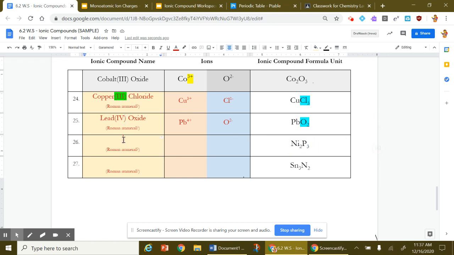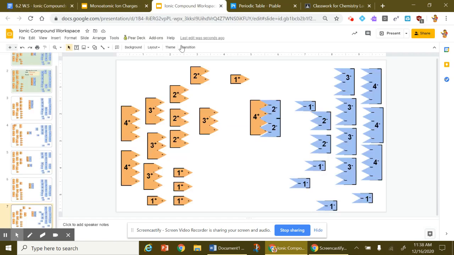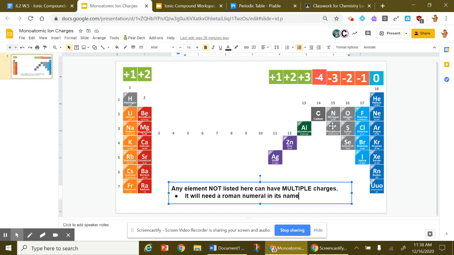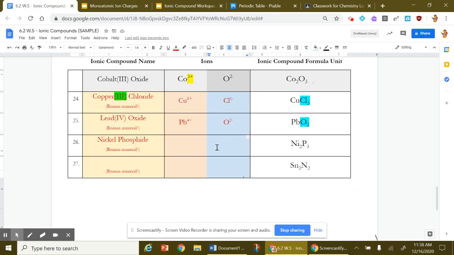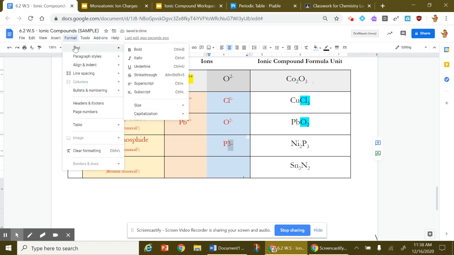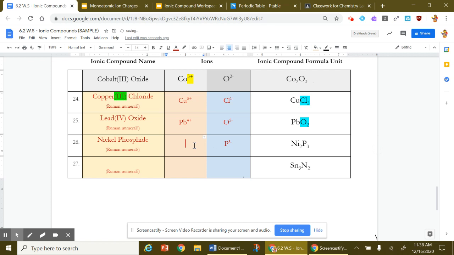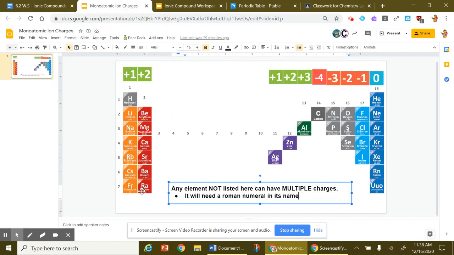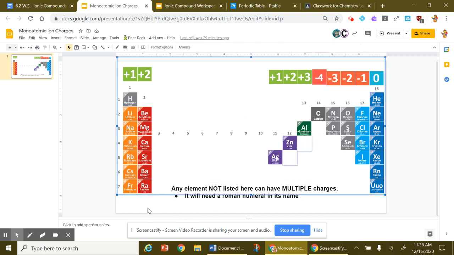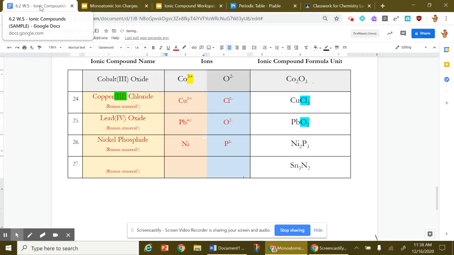Ni2P3. Ni I know is nickel. P is phosphide. Okay, cool. I know that phosphide, let me check here, phosphorus, is 3 minus. So P 3 minus, that is the phosphorus. Nickel, Ni, with what positive charge? Let's take a look. Nickel, Ni. Uh-oh, nickel is not here, guys. And that means that nickel has multiple possible charges.